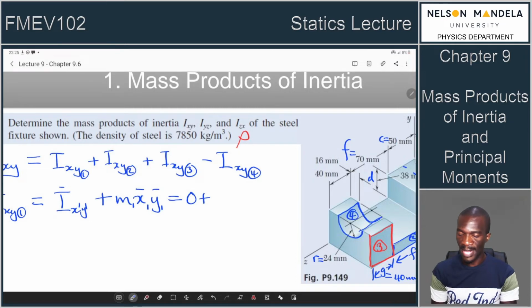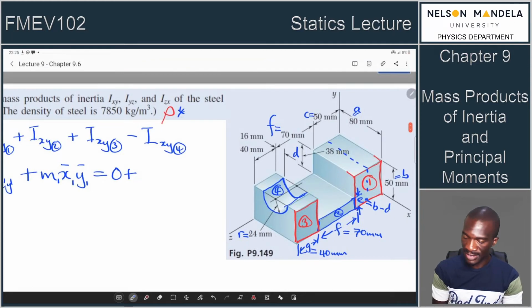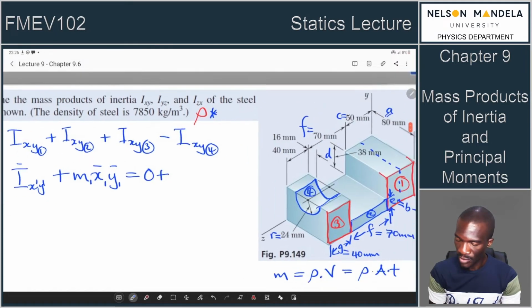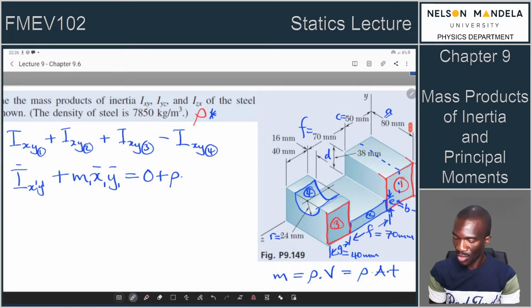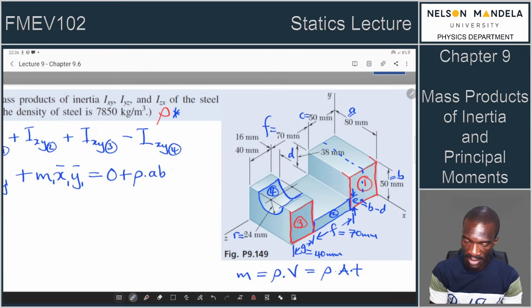Plus, what is our mass? What is M1? If you are given some density, you can find your mass as density multiplied by the volume, where your volume is just an area multiplied by some other side or thickness. Our density is rho. What is the volume of a rectangular prism? Our element number 1 is a rectangular prism, so it's simply A multiplied by B multiplied by C, ABC.